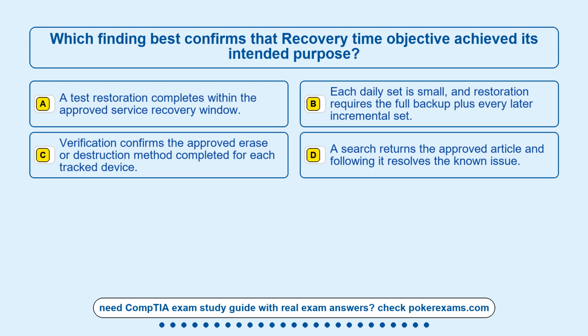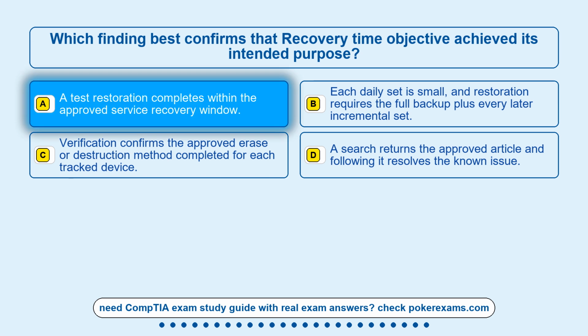Question 23. Which finding best confirms that recovery time objective achieved its intended purpose? Option A. A test restoration completes within the approved service recovery window. Option B. Each daily set is small, and restoration requires the full backup plus every later incremental set. Option C. A verification confirms the approved erase or destruction method completed for each tracked device. Option D. A search returns the approved article and following it resolves the known issue.